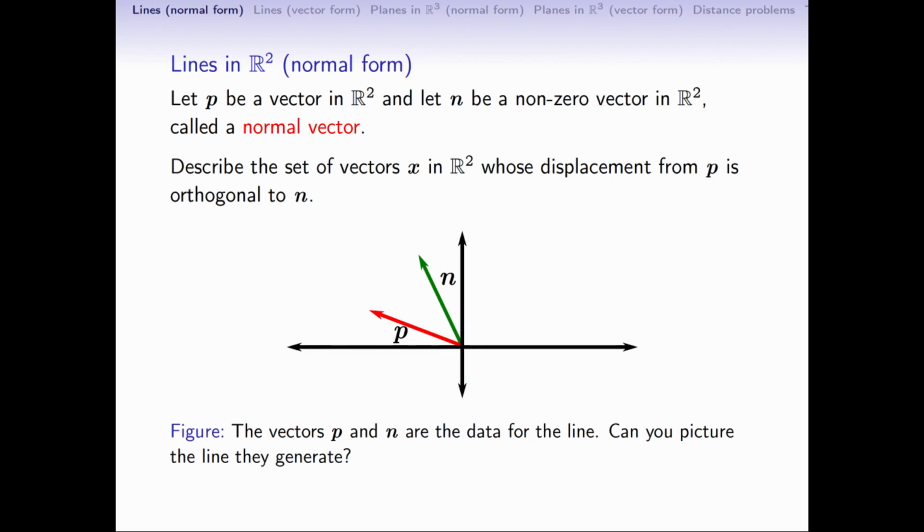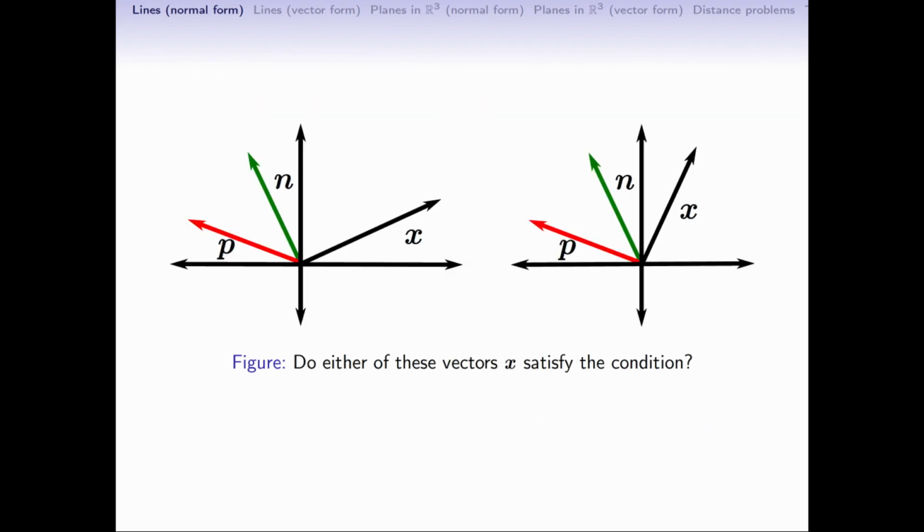What kind of set would they generate? So let's do a test. I'm going to give you 2 pictures here. So take a look at the picture on the left. If I asked you to draw in the vector x minus p, is it orthogonal to n? If it is, we're going to keep that vector x, and if it's not, we're going to disregard it. Take a look at the picture on the right. Same thing. We're going to take that vector x, we're going to draw in the displacement x minus p. If that displacement is orthogonal to n, we're going to keep x, and if not, we're going to disregard it.